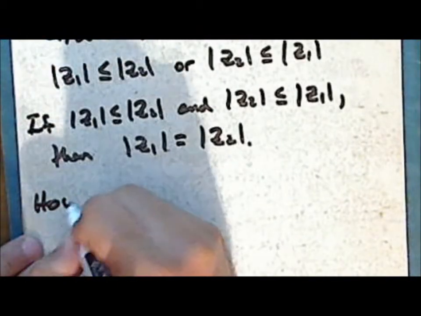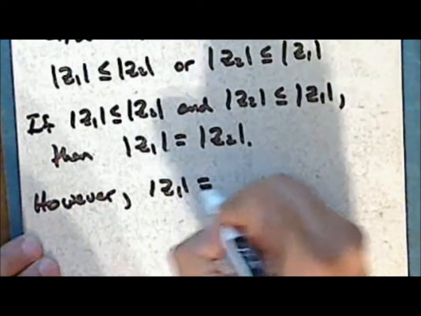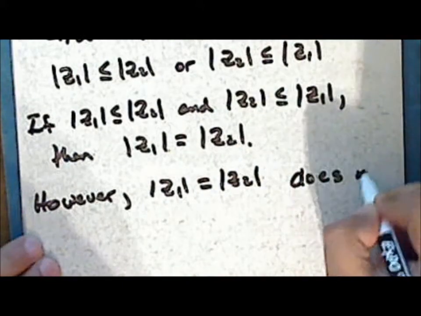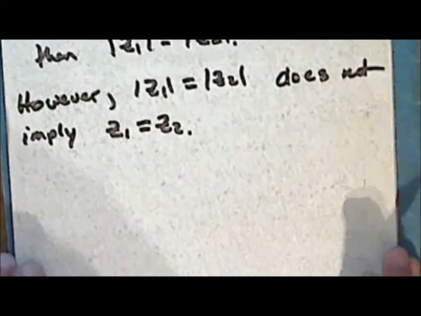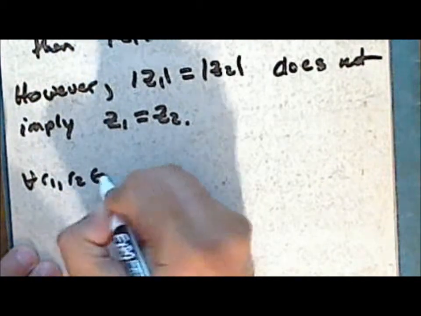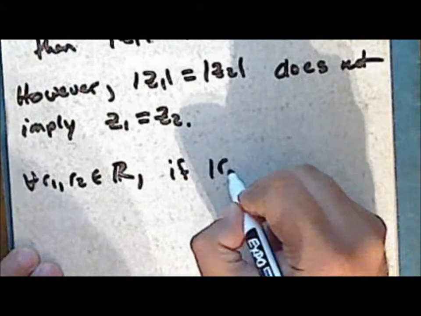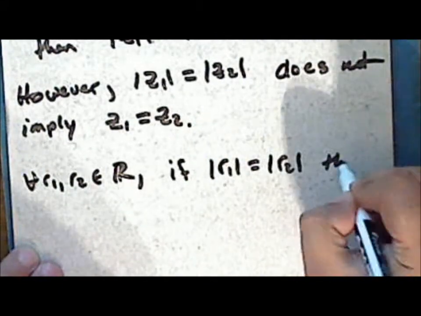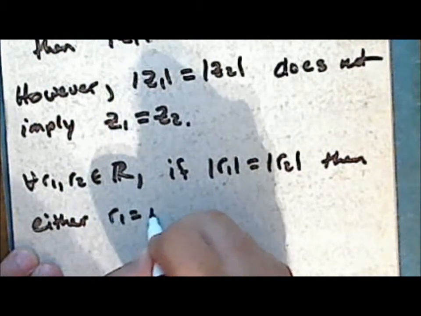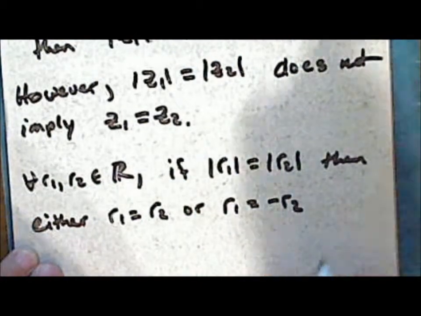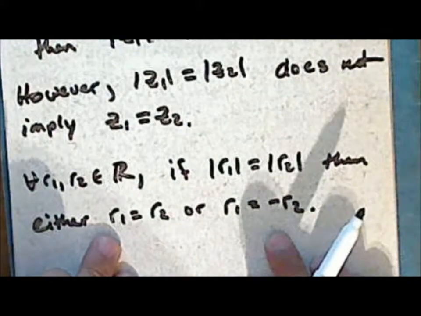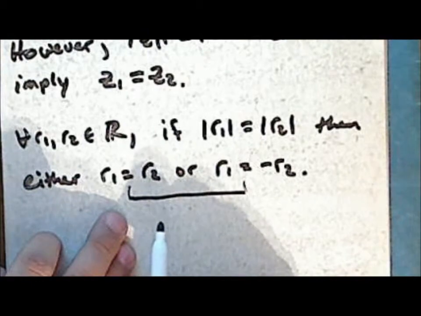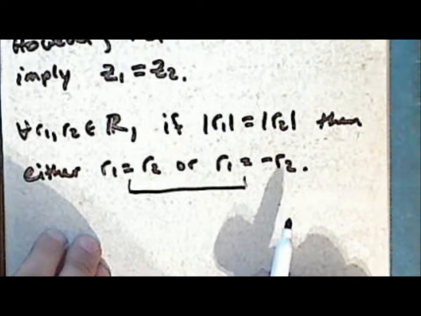However, this equality of the moduli does not imply that the two complex numbers are the same. Now, for any pair of real numbers, R1 and R2, if the absolute values of the two real numbers are equal, then either R sub 1 is equal to R sub 2, or R sub 1 is equal to the opposite of R sub 2. That is, if the absolute values of two real numbers are equal, then the two real numbers are either the same number or they are additive inverses of one another. And these two conditions are mutually exclusive for any real number different from zero, because zero is its own additive inverse.